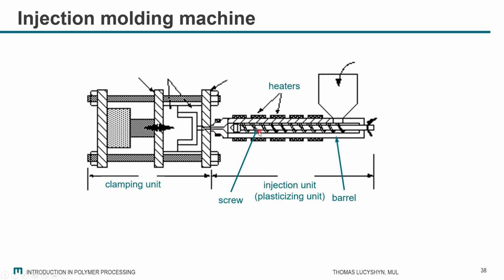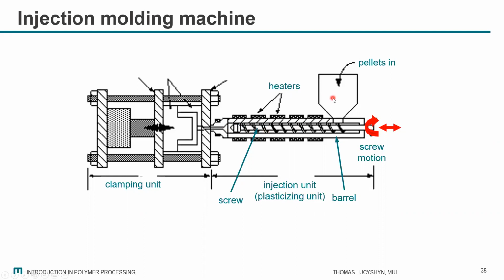In injection molding, the screw is not continuously rotating, but it's also actually moving. So typically, before a new part is produced, the screw is moving backward, collecting material in front of the screw. And then in the next step, the screw is acting like a syringe and pushes the material through the nozzle into the mold. That's why it's also called an injection molding machine.